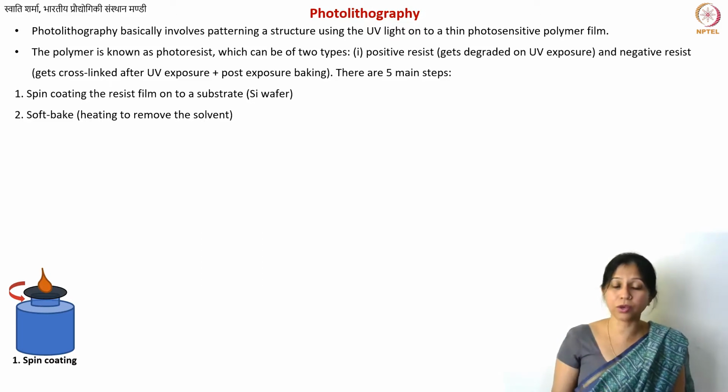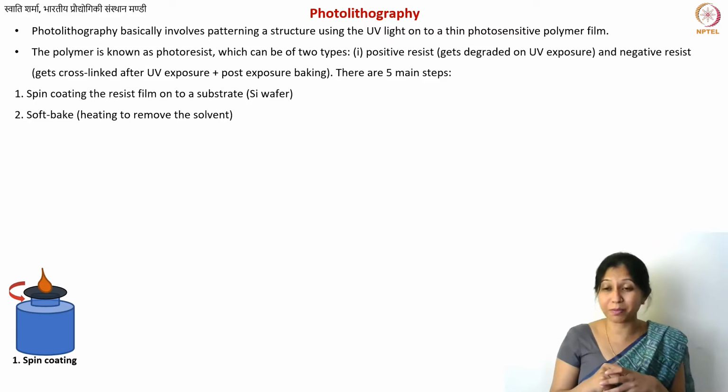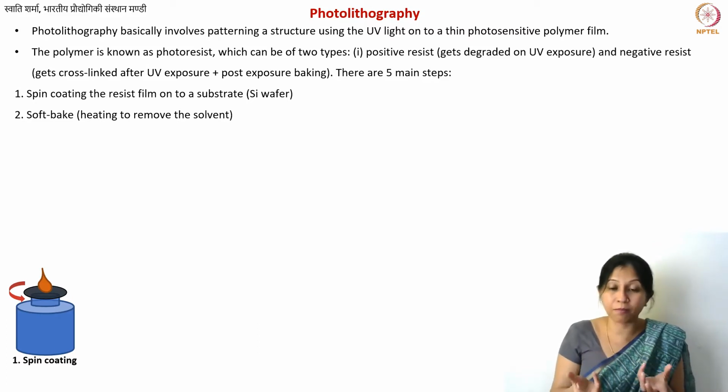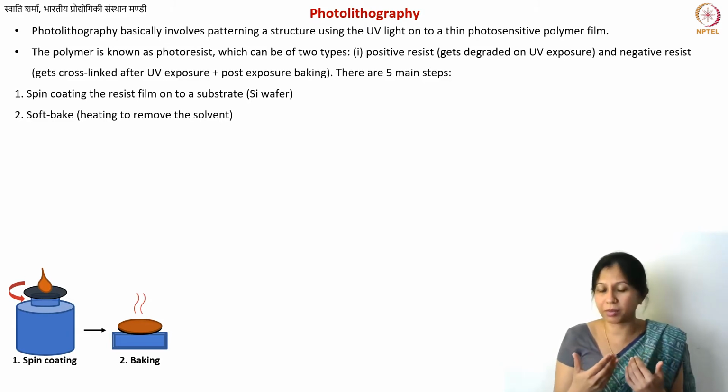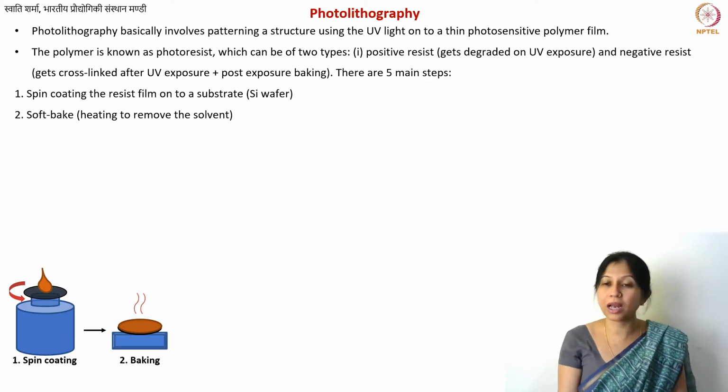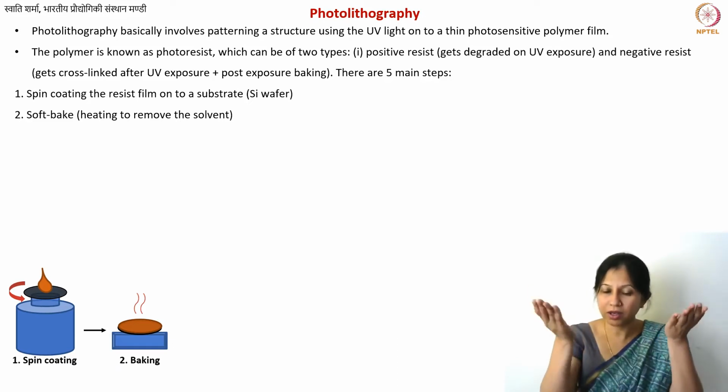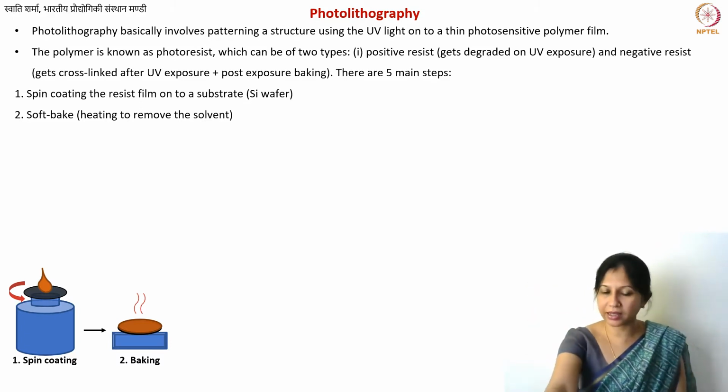Now what do you want to do? Whatever polymer you use may have certain solvent or some volatile things. So you want to get rid of them, and that is why you will do certain baking. This baking is for most resists done below 100 degrees. So 65 and 95 are the temperatures at which you will do the baking of the resist. So you get rid of the solvent, or at least the unnecessary solvent.